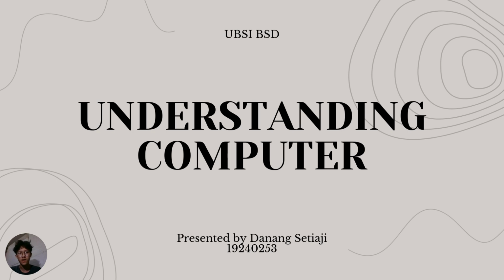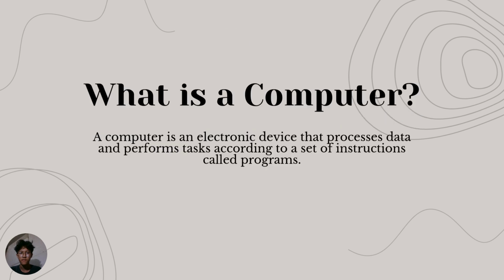Let's begin with the first part, which is understanding the computer. Okay, what is a computer? A computer is an electronic device that processes data and performs tasks based on a set of instructions called programs. It helps us do many things faster, like typing documents, browsing the internet, or calculating numbers.